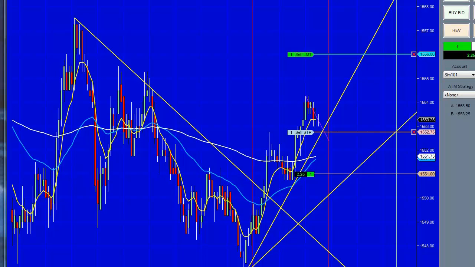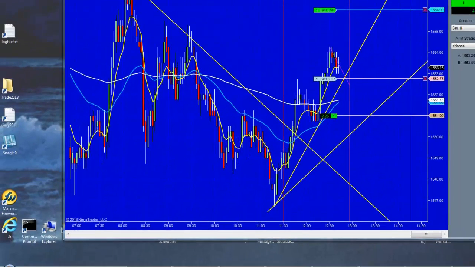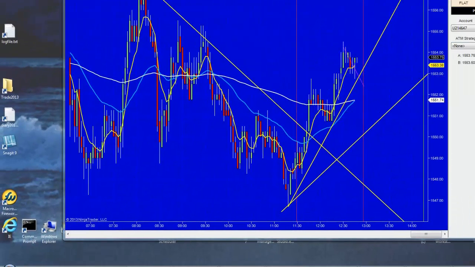I seem to have lost my data connection here. Let me see if I can figure out what's going on. Okay, I got my connection back, and I did manage to get stopped out right for plus 1.75.